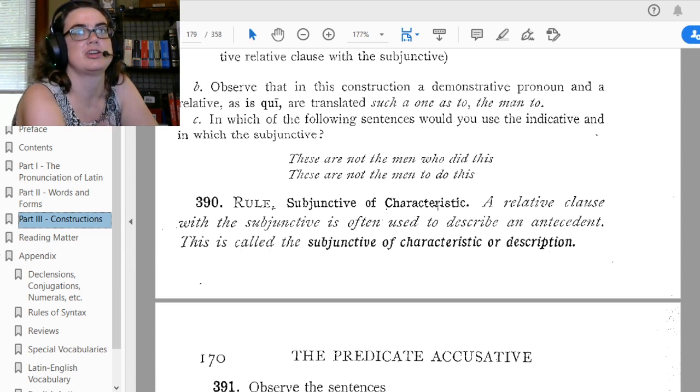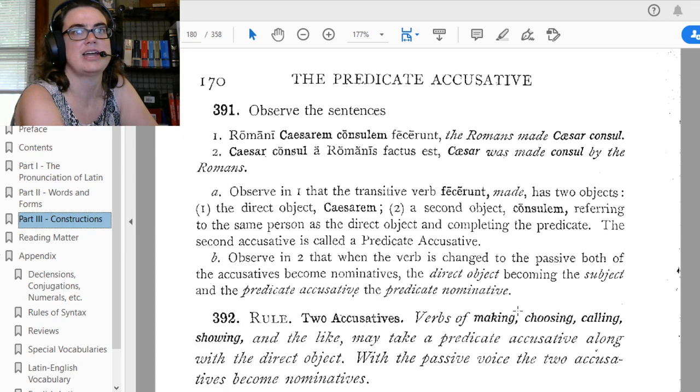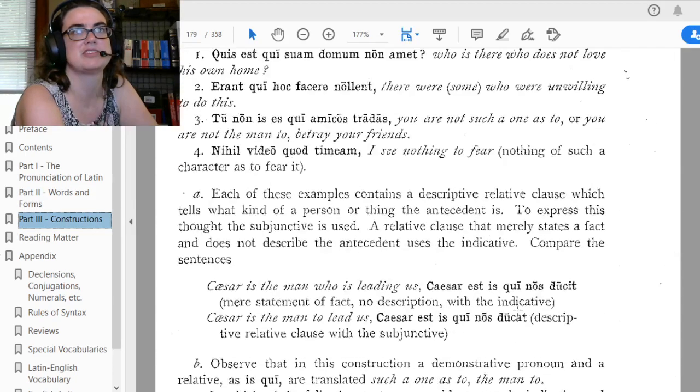All right, subjunctive of characteristic. So just the definition again: a relative clause with a subjunctive to describe the antecedent, called the subjunctive of characteristic or description. That, I think, made sense, and that had a lot of examples for us.